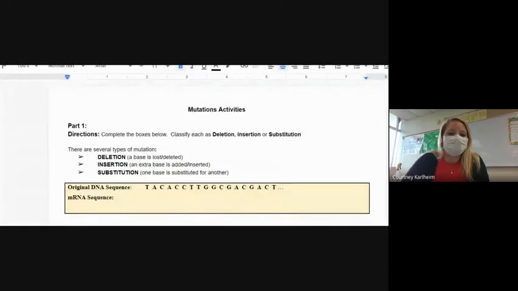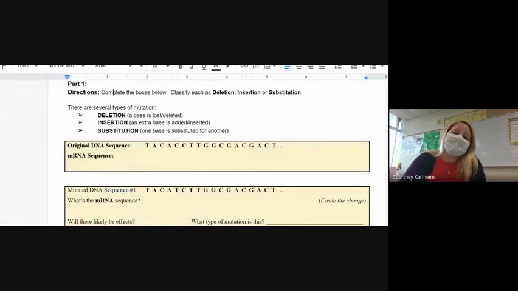Part 1 is just about completing the boxes below, and you're going to classify each mutation as a deletion, insertion, or a substitution. If you don't remember what those mean, they're right here. A deletion is when a base, and these letters are all bases, or a letter is lost. An insertion is when there's an extra base added into the sequence. And a substitution is when one base just gets switched for another one.